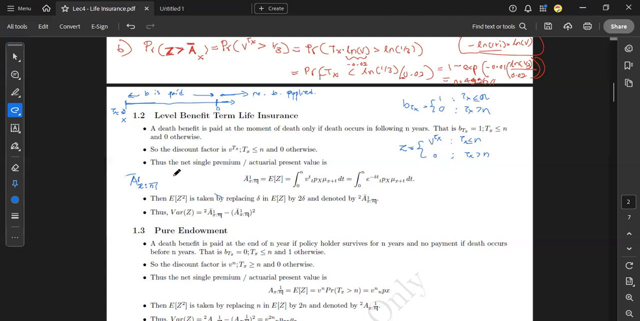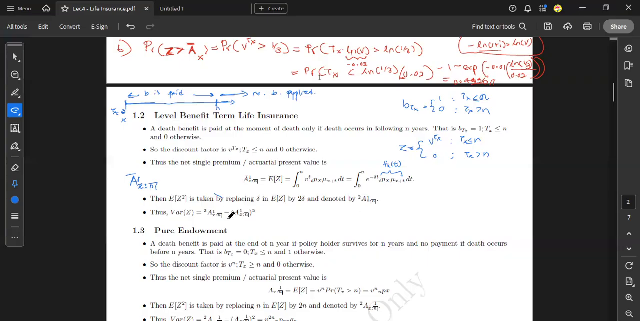The only difference is that for the integration, we go from 0 to n, the same function: v^t times tPx times mu(x+t). And v^t is e to the power of negative delta t, where delta is the force of interest, and f_TX is given from here, which is the usual definition we use in the second chapter. So that is the picture for this term life.